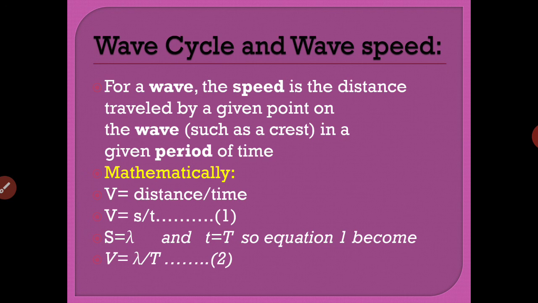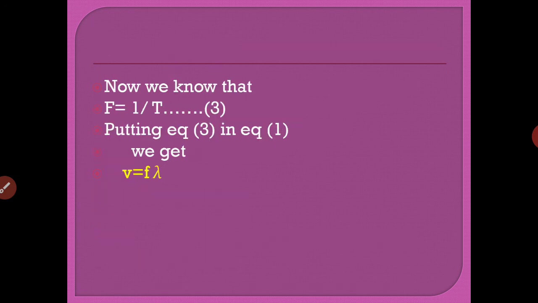You know that speed is denoted by v. v is equal to distance by time, that is s by t. Now in the case of a wave, this distance is lambda, the wavelength, and t is the time period. So we will put this value in equation 1. So it will become v equals lambda by T. Now we know that frequency is equal to 1 by time period. Frequency and time period are inversely proportional to each other. So put equation 3 in equation 1, we will get v equals f lambda. This is the relation between speed, frequency and wavelength.